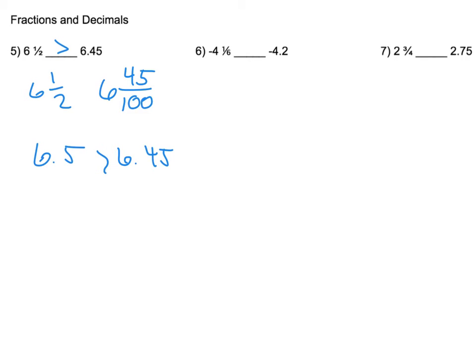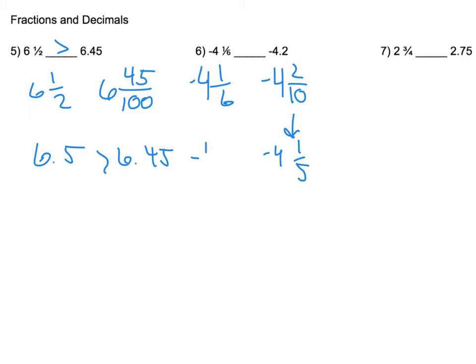All right, -4 1/6 and -4.2. And this one's a little trickier, but still definitely doable. -4 1/6 I'm going to leave as a fraction, because 1/6 would give us a never-ending decimal. -4.2 I'm going to write as -4 2/10. And remember, that's going to simplify to -4 1/5.